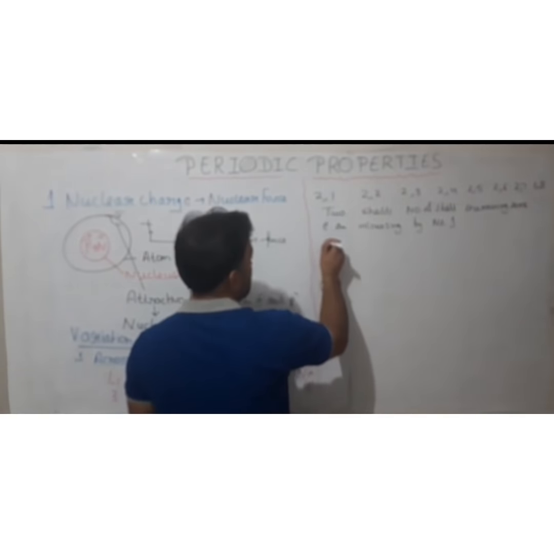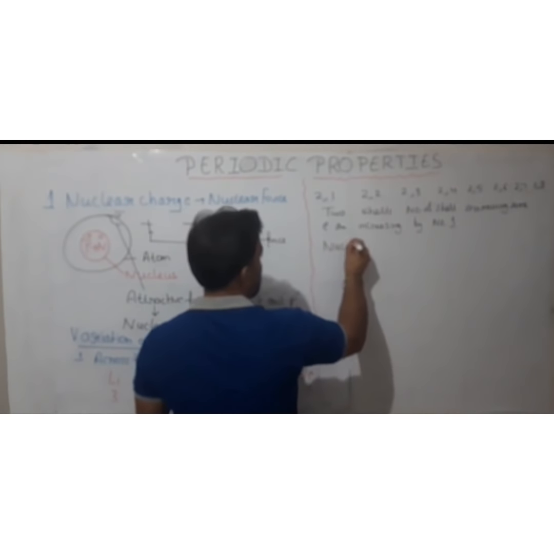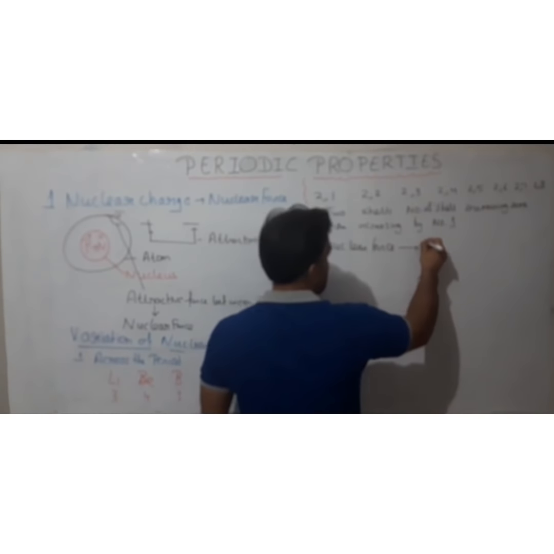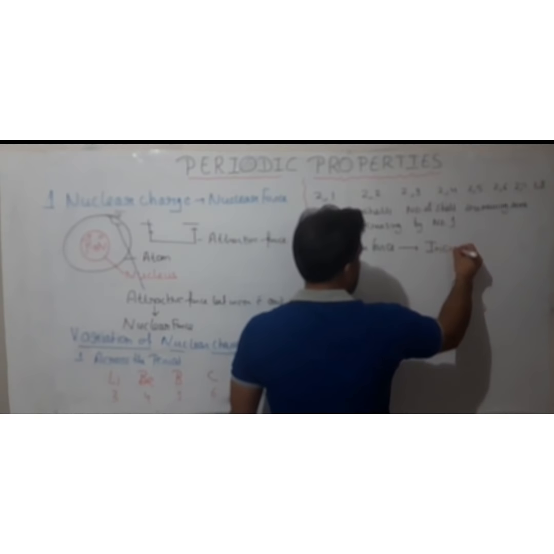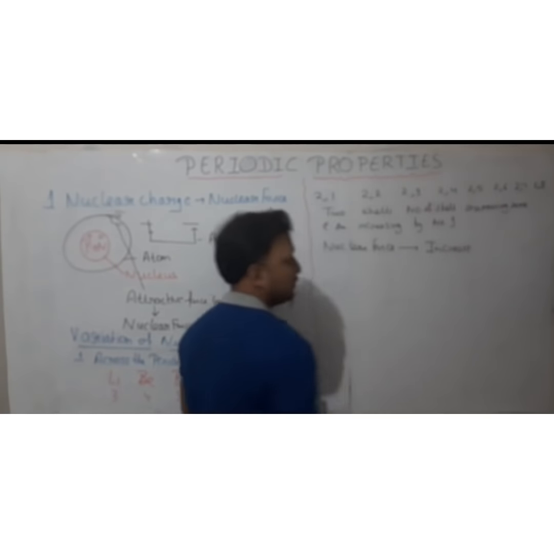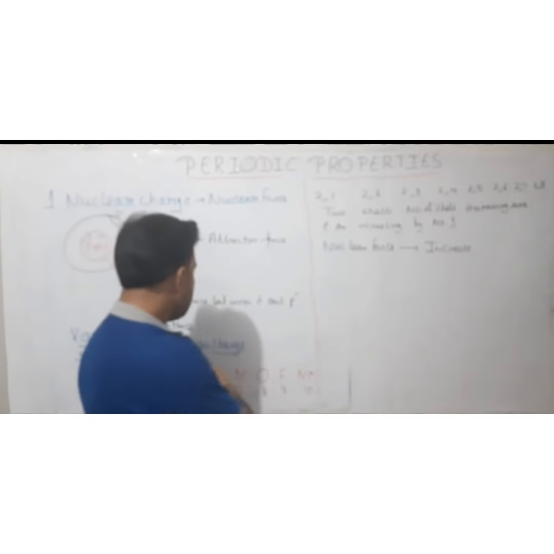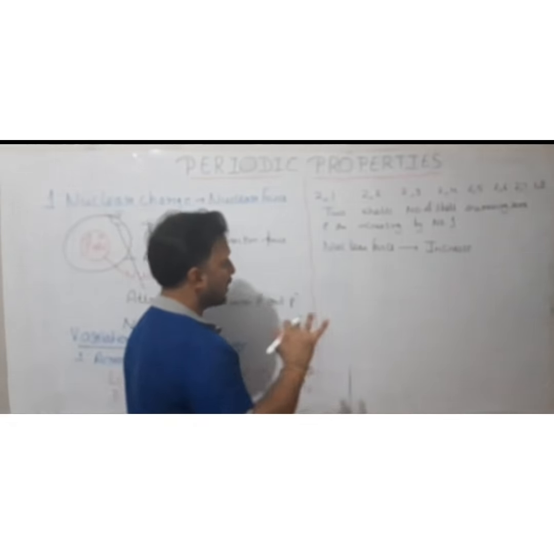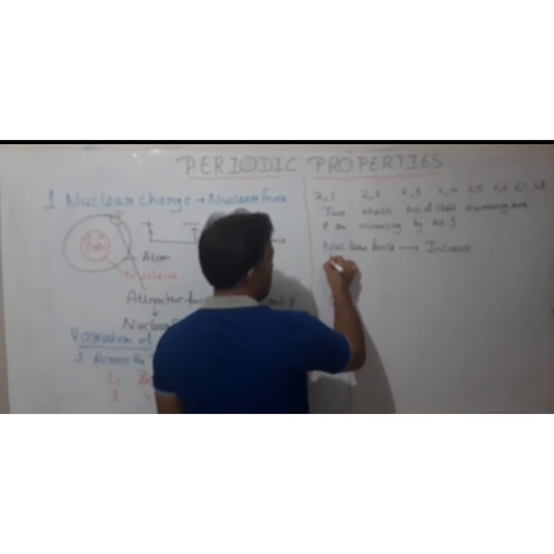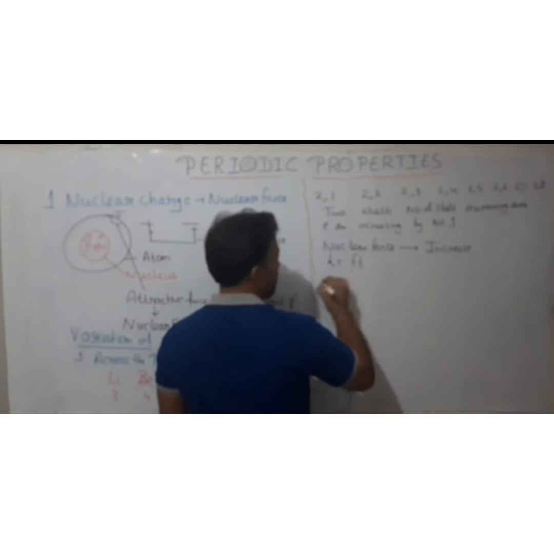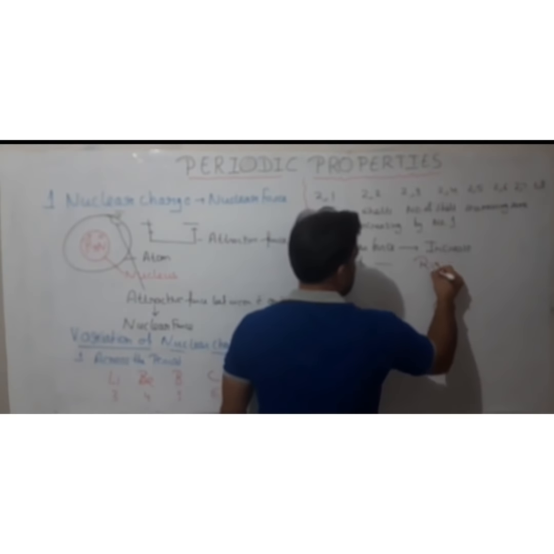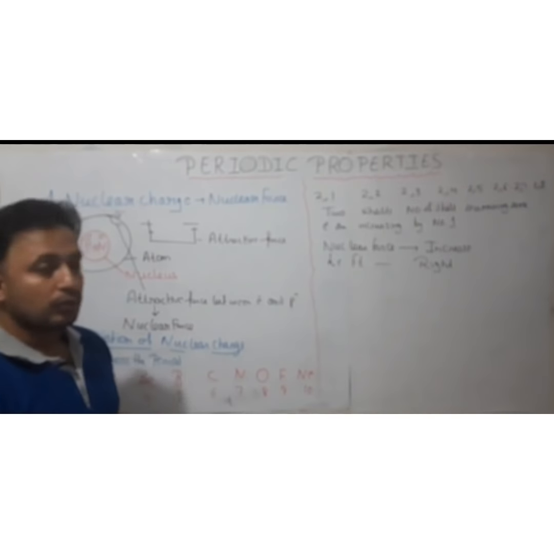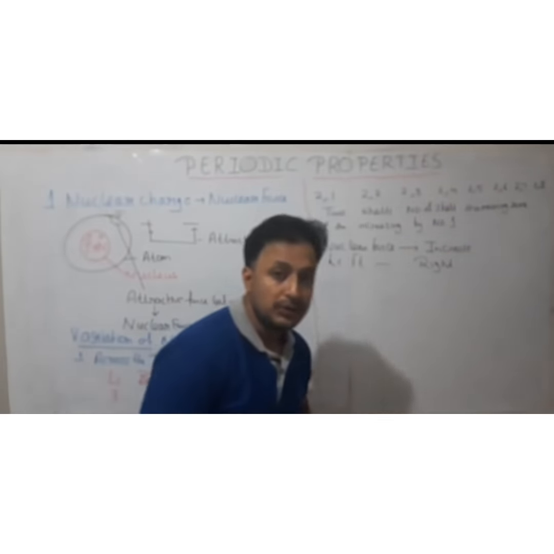So what does it show? It shows that the nuclear force is going to increase when we move across the period. Okay, so whenever we are moving across the period, that is left to right, the nuclear force is going to increase. So that is how the nuclear force or nuclear charge is going to vary across the period.